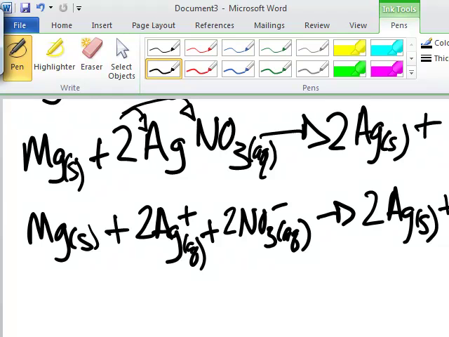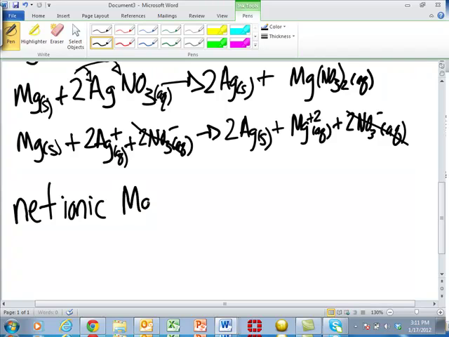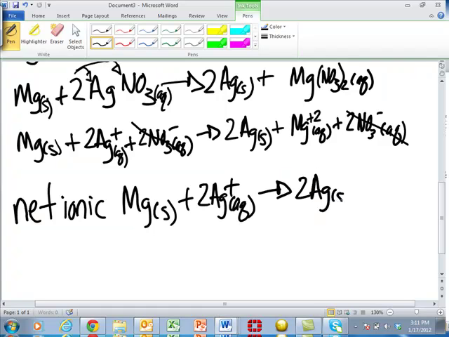Now, remember what a spectator ion is. It's an ion that's not part of the reaction. So it's going to have the same charge and the same state of matter on both sides. So which one of these is a spectator ion? Good, so that's not part of our net ionic. So our net ionic will be what's left. Solid magnesium is added plus silver, 2+, yields silver plus magnesium.